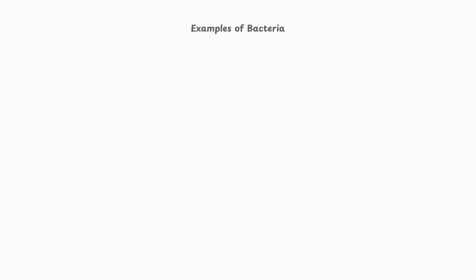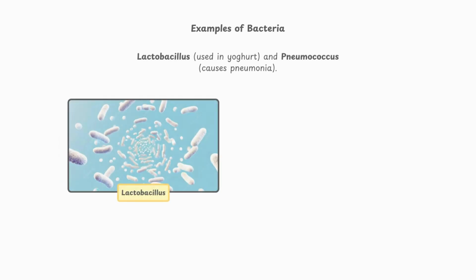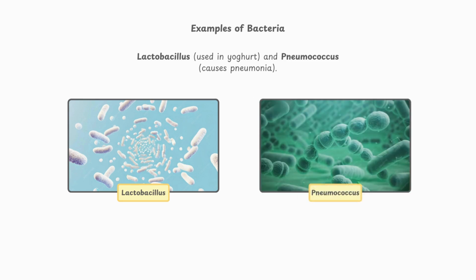There are many different types of bacteria, and they can have both helpful and harmful effects. For example, lactobacillus is a useful bacterium commonly used in the production of yogurt. It helps convert milk into yogurt through fermentation. On the other hand, pneumococcus is a harmful bacterium that can cause diseases such as pneumonia. This shows that while some bacteria are beneficial to humans, others can cause serious illness.